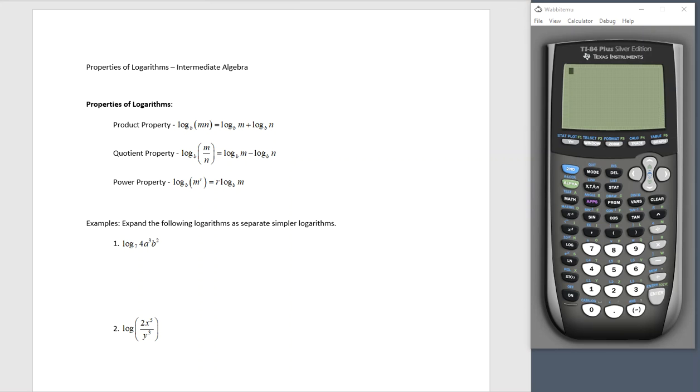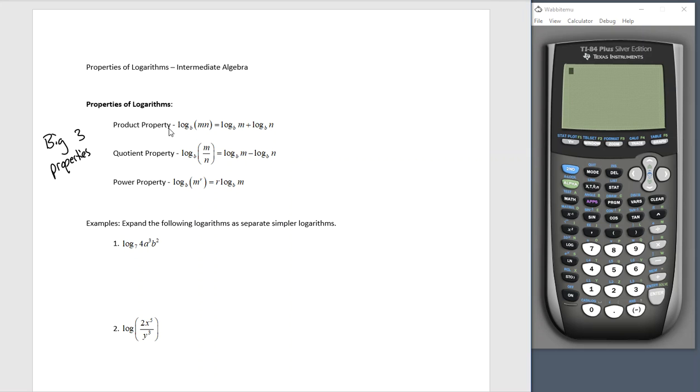Hello, and welcome to Properties of Logarithms. We're going to get into some basic properties here because this is an intermediate algebra approach. Let's start with the big three. I call these the big three. We had the basic three before. These are the big three properties.